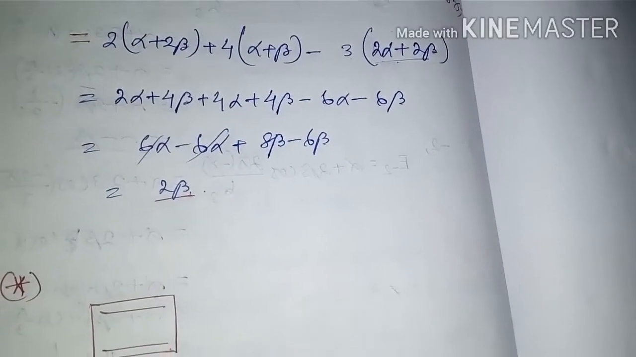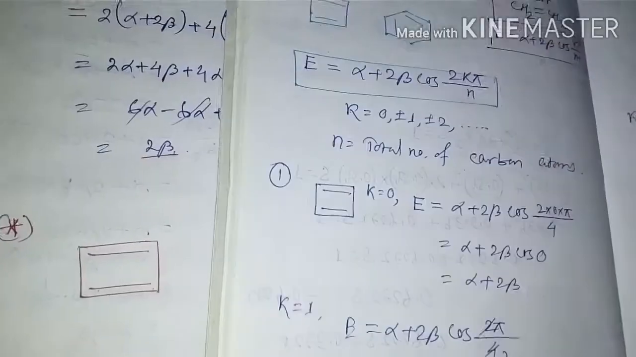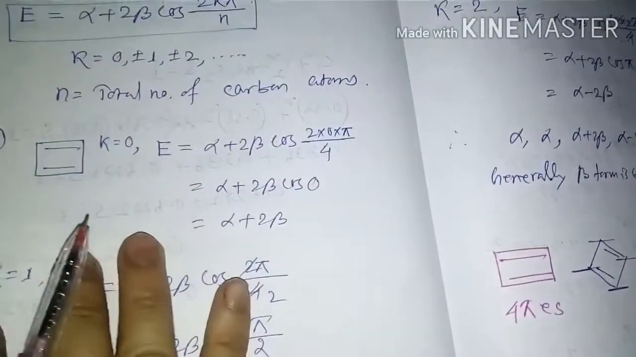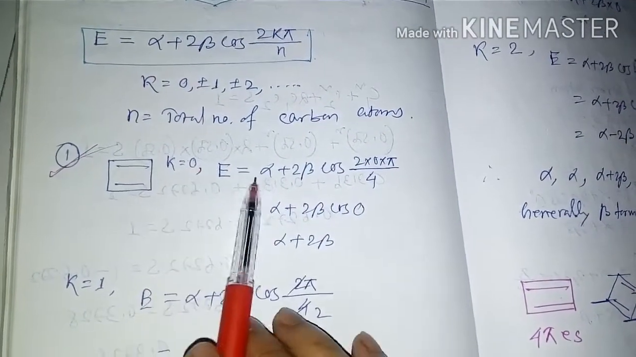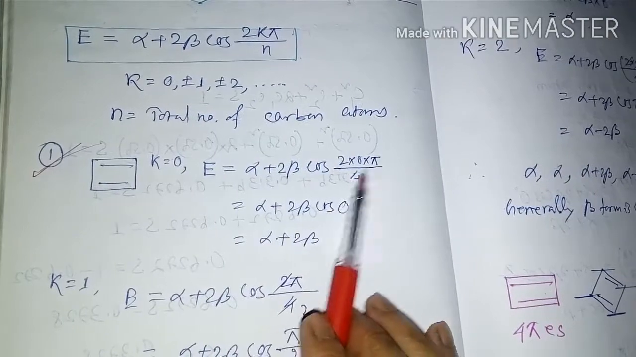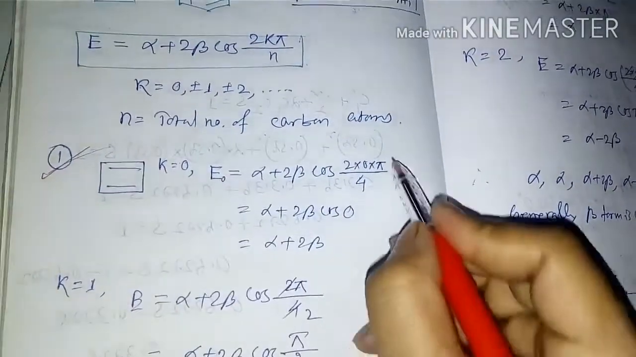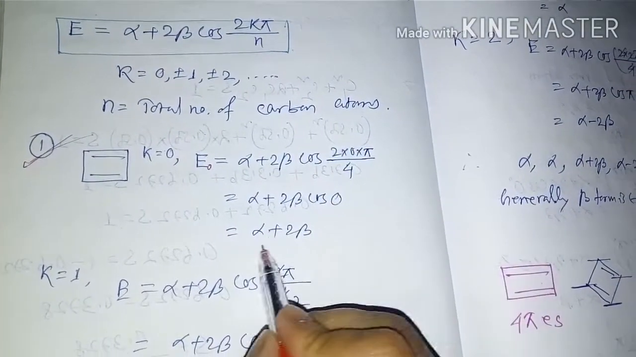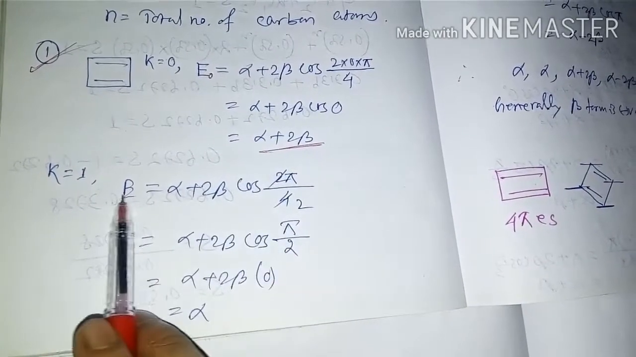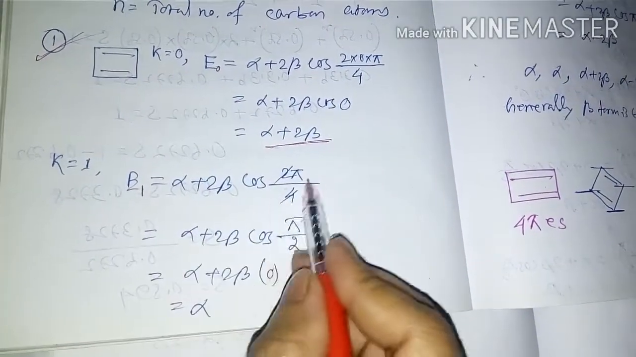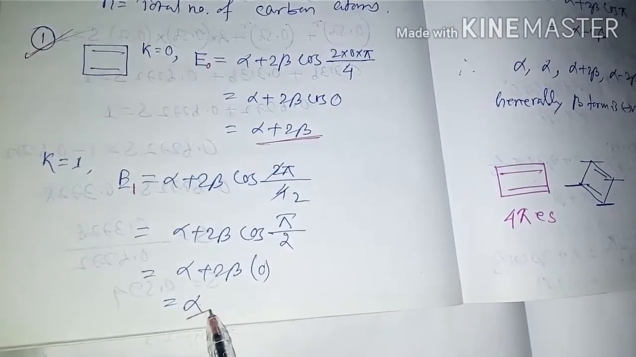After that, this one is cyclobutadiene. For cyclobutadiene, K equals 0. This is the formula for a cyclic system. So like this, here is 0, so here also 0. Then if K is 1, you will get like this, then 2, and this one is 90 degrees, then 0, alpha only.